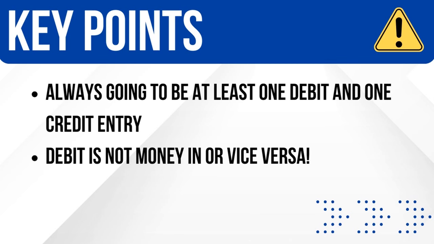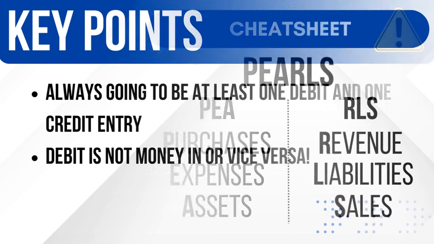The other point to take away: debit is not necessarily money in, and credit is not necessarily money out, and vice versa. A common question I get is, my bank account says I'm in debit or I'm in credit. That doesn't agree with double entry bookkeeping. Forget about what your bank statements say. This is accounting. This is different to banking. Any questions along the way, let me know below.